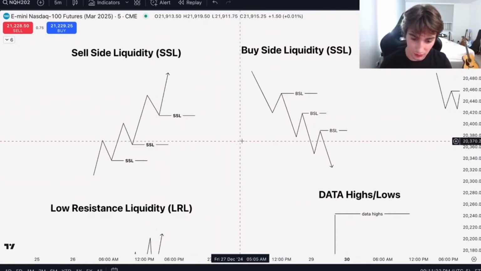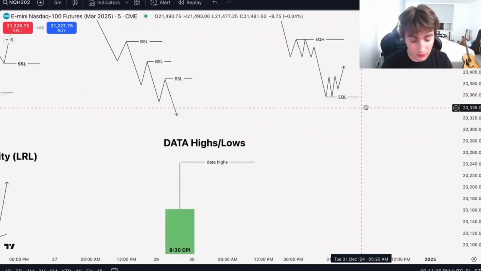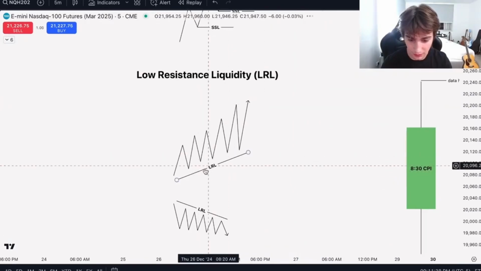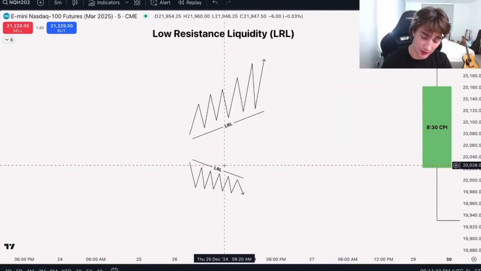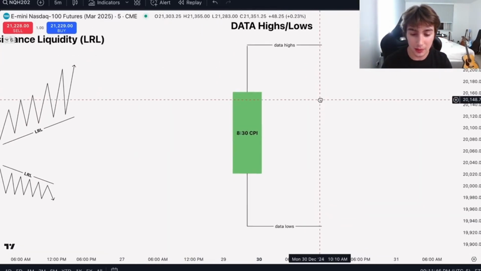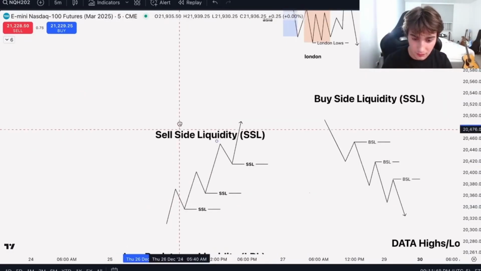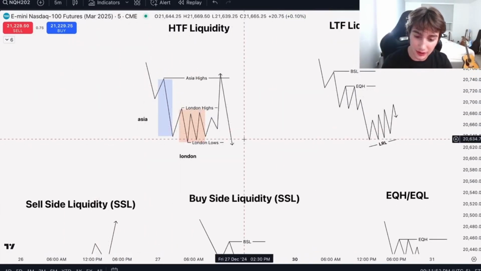Sell side, swing lows. Buy side, swing highs. Equal highs, highs are traded to the same level. Equal lows, lows are traded to the same level. Low resistance liquidity, accumulation of lows, could also be an accumulation of highs. And then data highs, data lows, the wick of a news candle. And then of course, you have your higher time frame liquidity, which is going to be that session liquidity.